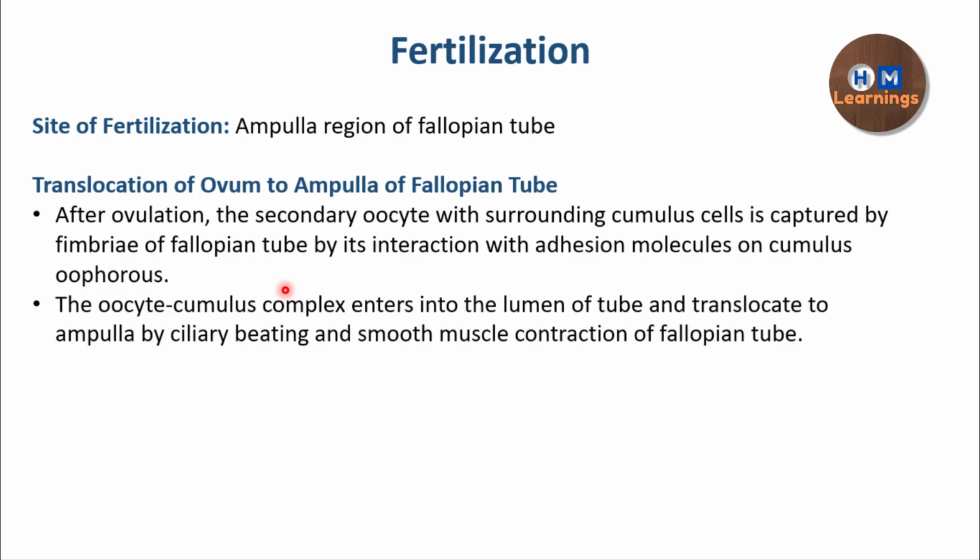After this capture, the oocyte cumulus complex enters the lumen of the tube, and then by the action of the cilia, since the fallopian tube is lined by ciliated epithelium, there is cilia beating as well as smooth muscle contraction of the fallopian tube, which translocate the oocyte cumulus complex from the fimbrial region of the fallopian tube to the site of fertilization, the ampulla of the fallopian tube. So now both sperm and egg, or ovum, are at the site of fertilization, the ampulla of the fallopian tube.